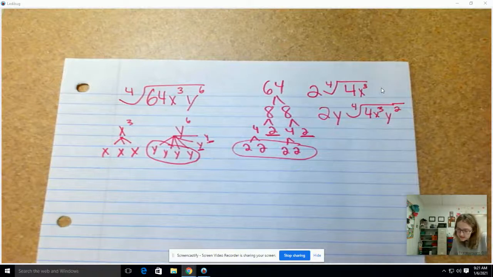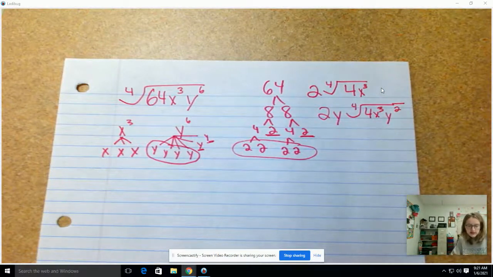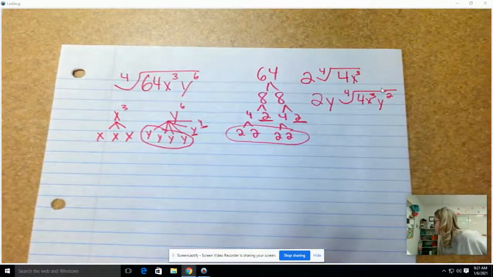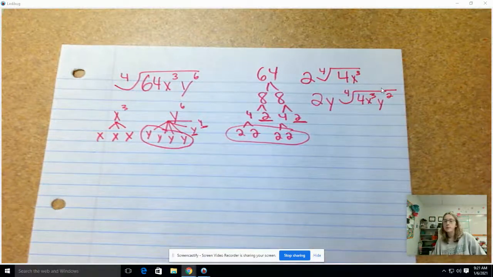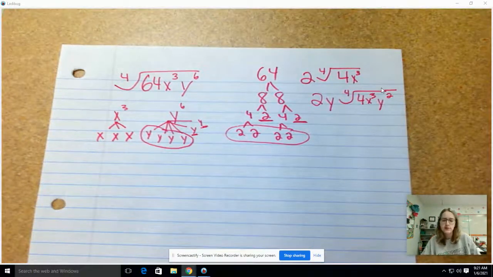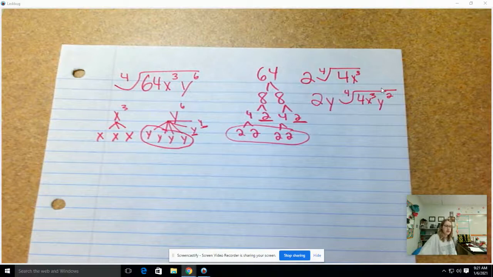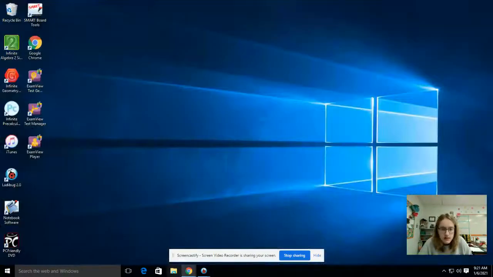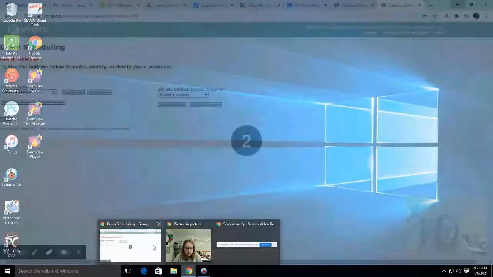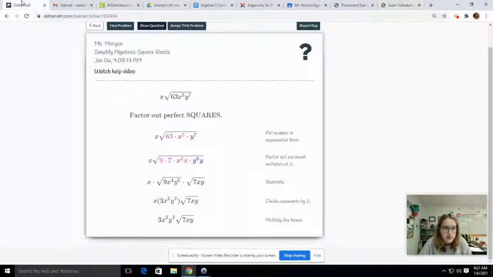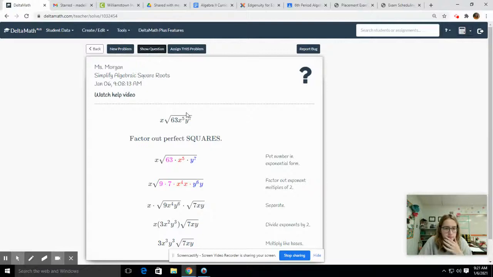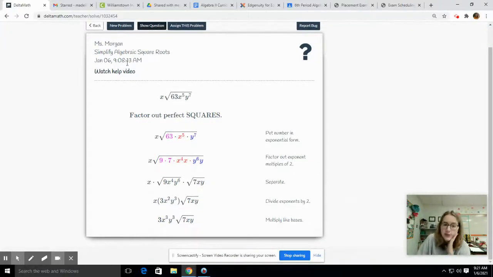And let's see. So that is essentially how that is done. There is another part on Delta Math that's a little bit more advanced. I'm just going to pull it up on the screen and show you. I think it'll be easier to talk you through it. So let's see. Let's minimize this. Ooh, it's not what I thought was there. Okay, so this is simplifying algebraic square roots. So essentially, it's the same exact process.